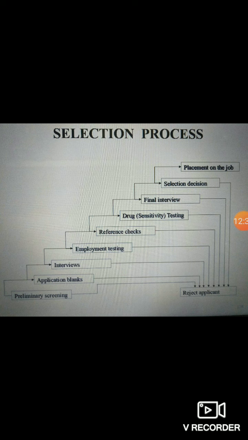And the next stage is going to be the final interview. If the previous interview, the third stage interview, was conducted by technical heads, then this stage, the final interview, will be conducted by HR.